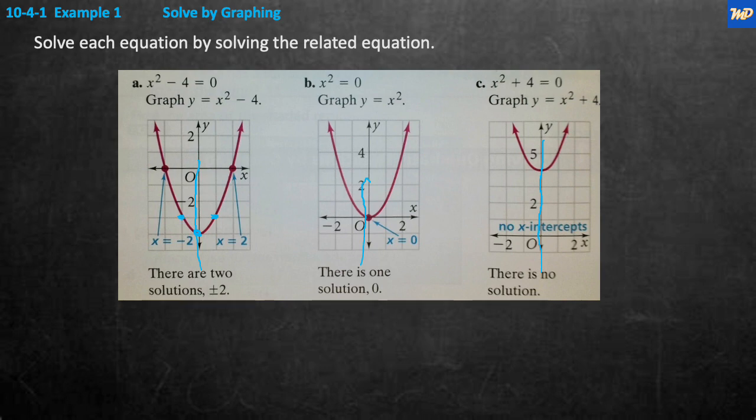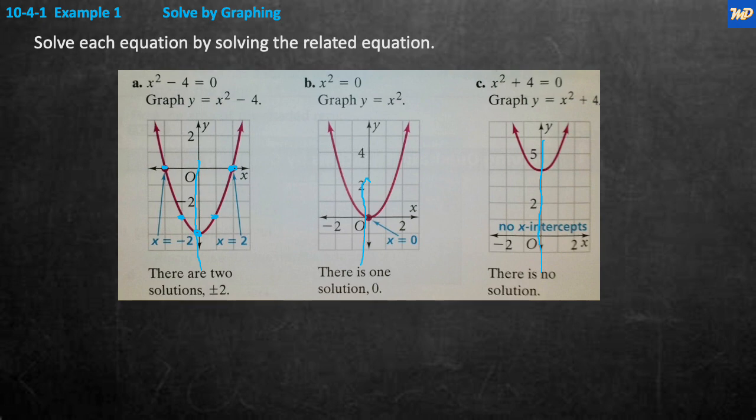Now we go to 2. If we set x equal to 2, we find that 2 squared is 4, minus 4 is 0. So there is a solution right there. And we know that we're 2 to the right from the line of symmetry, so 2 to the left will give us the other one, which is negative 2. So that's 2 solutions, plus and minus 2.